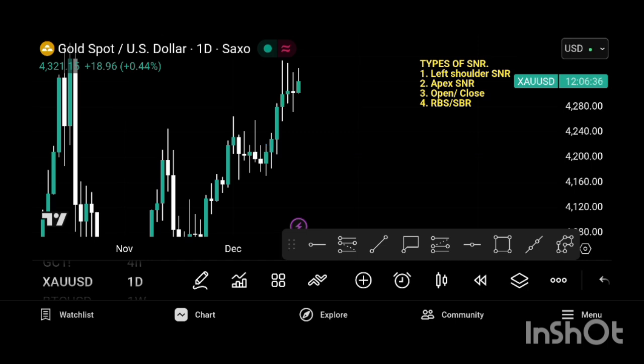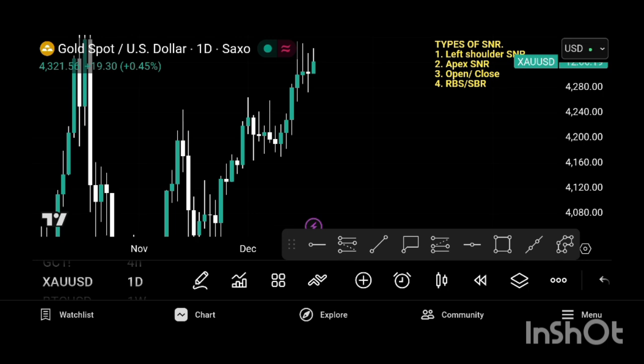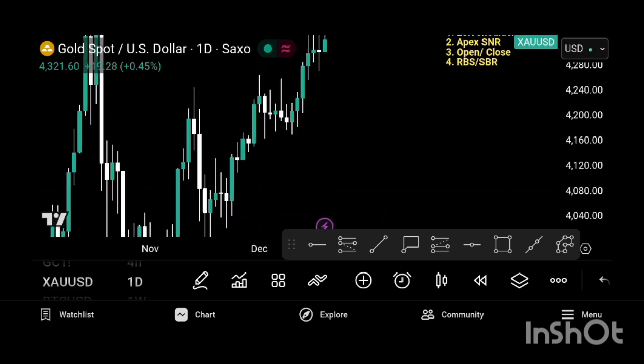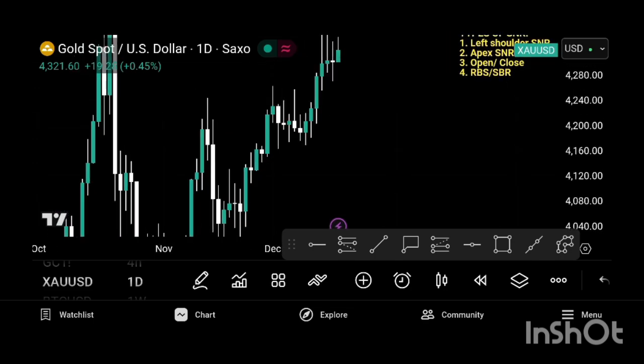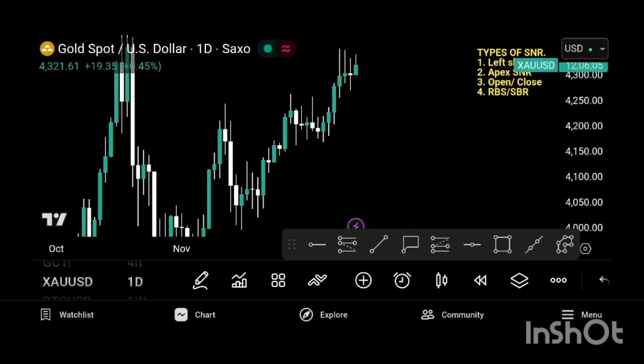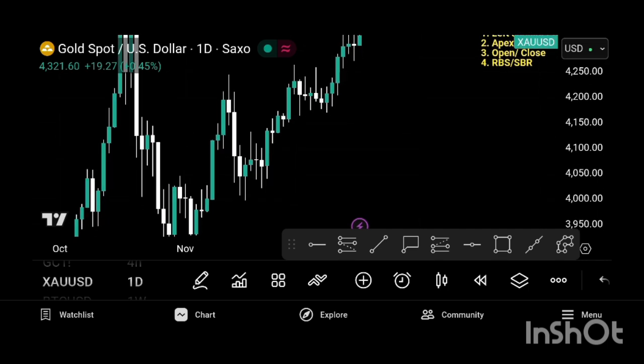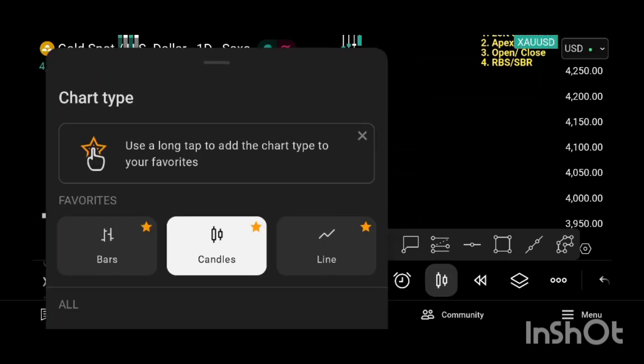So the final type of support and resistance that we have is what we call the RBS and the SBR. RBS means resistance breaks becomes support, and SBR stands for support breaks becomes resistance. I'm going to show you examples. The easiest way to identify your RBS most times is to use the line chart, so let me give you examples using this line chart.